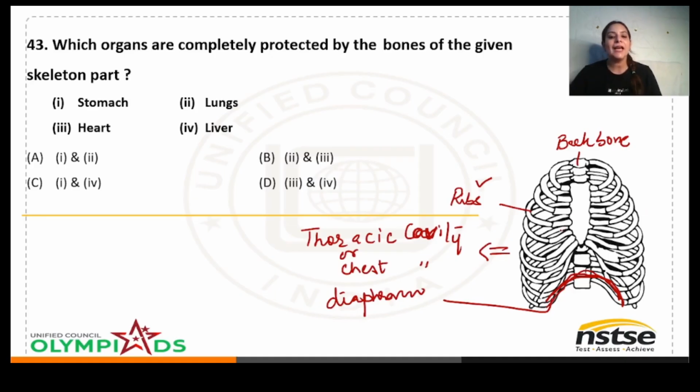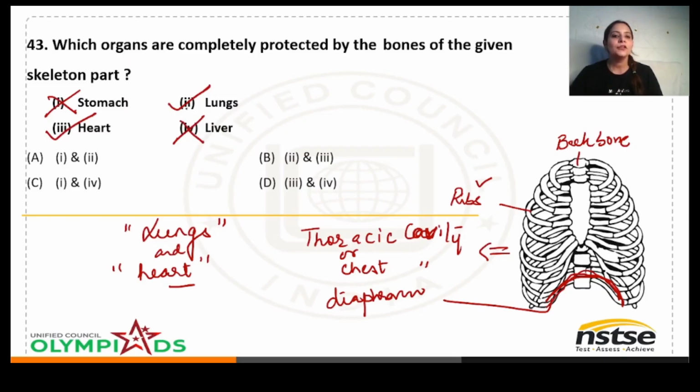So in this cavity we have two organs present, lungs and heart, because we know that lungs and heart are present together. So we can say that it is a thoracic cavity, or you can call it a chest cavity, formed of ribs, backbone and diaphragm from below, and it encloses lungs and heart. So here we have options: stomach, no; lungs, yes; heart, yes; liver, again, no. So the correct option is the one which states 2 and 3. That means option B. So option B is the correct answer.